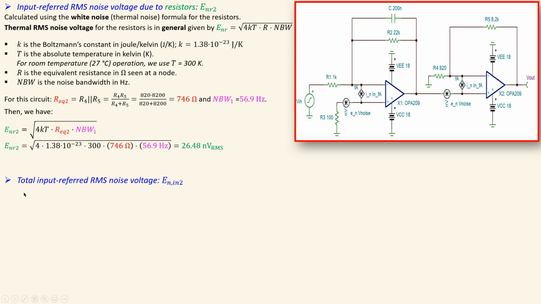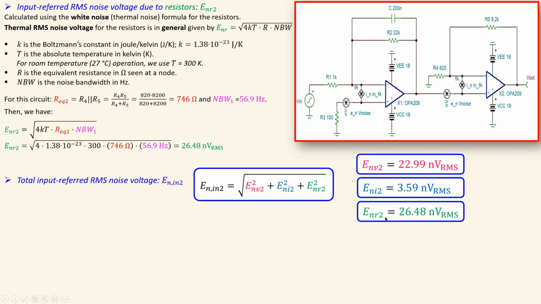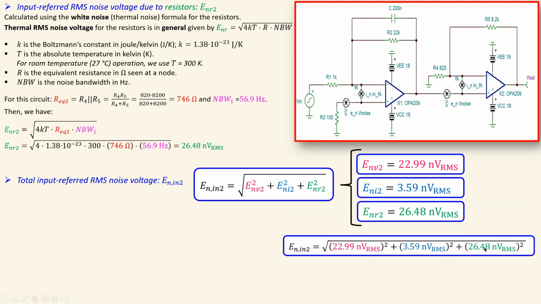Okay. Now we have the necessary elements to calculate the input referred RMS noise voltage for the second stage only. That's again this one. We have this due to that noise voltage source of the op-amp. This is due to that noise current source of the op-amp and also these two resistors. And this is just the thermal noise voltage due to the resistors R4 and R5. We will combine that here using again root sum of squares. That will give you this expression. Just substitute these values in the right location and you will get 35.3 nanovolts RMS.